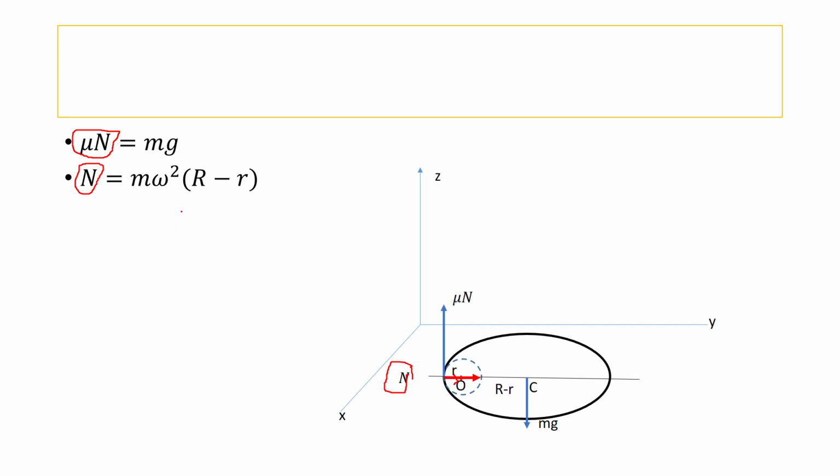By solving this we obtain omega square equals g by (mu into r minus r), and this is your final answer, that is omega is the square root of g upon (mu r minus r). This is our final answer. That concludes our problem. Thank you.